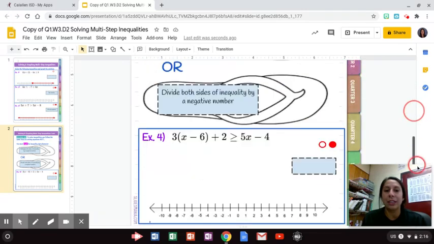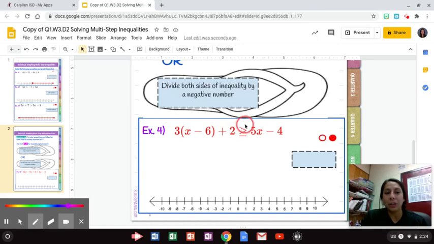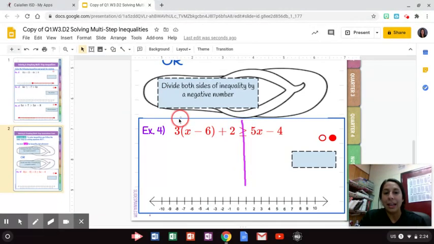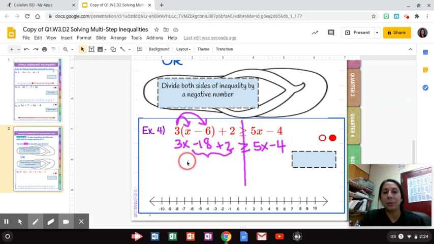So let's look at example 4. We're going to draw a line down the inequality and we're going to distribute the 3 into our parentheses. So this gives you 3x minus 18 plus 2 is greater than or equal to 5x minus 4. Here, we're going to combine our numbers together. So 3x minus 16 is greater than or equal to 5x minus 4.